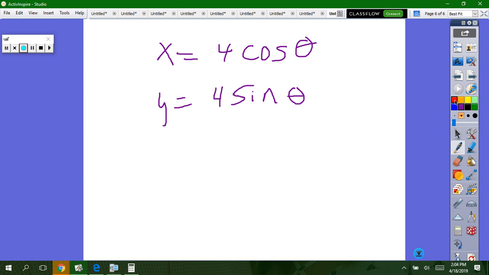Okay, I'm going to continue on though. Here we go. How I eliminate this parameter. Whenever I see cosines and sines, I'm going to square it. You'll see why, just bear with me.